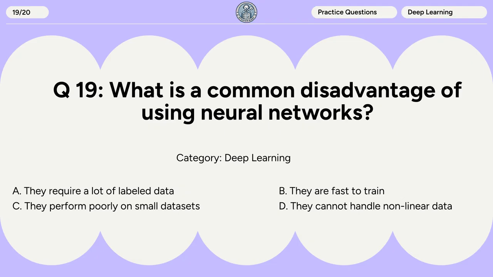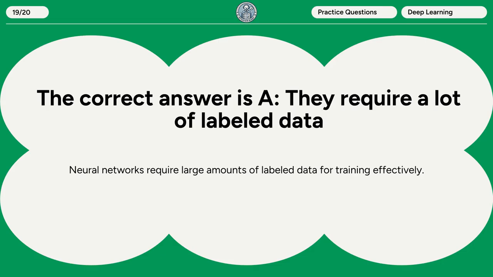Question 19. What is a common disadvantage of using neural networks? A. They require a lot of labeled data. B. They are fast to train. C. They perform poorly on small datasets. D. They cannot handle nonlinear data. The correct answer is A. They require a lot of labeled data. Neural networks require large amounts of labeled data for training effectively.